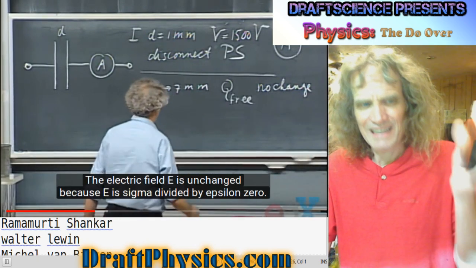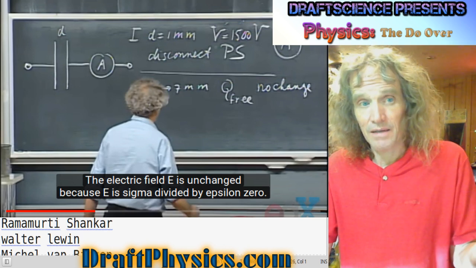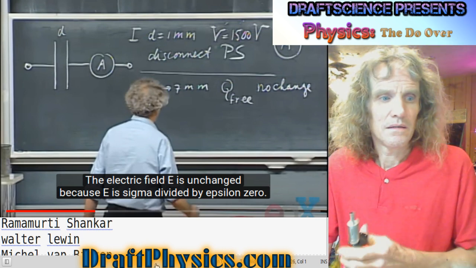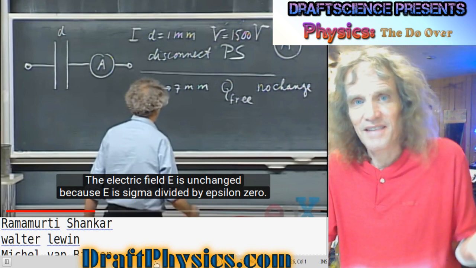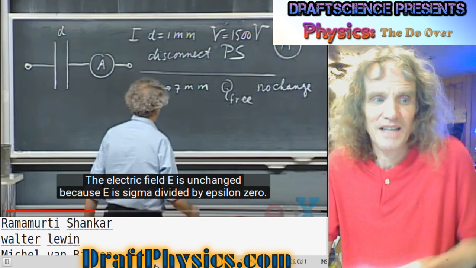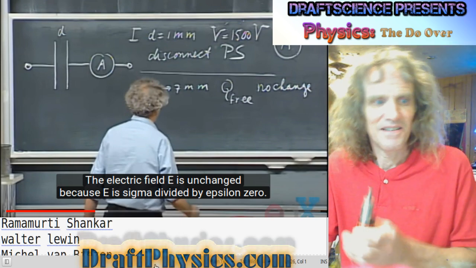So I don't know why he keeps saying you'll see nothing on the ammeter when the ammeter can't do anything because it's not connected to anything. If you connected it to ground, you'll see a change. If you connect it to something, but it's not connected to anything, it can't do anything.